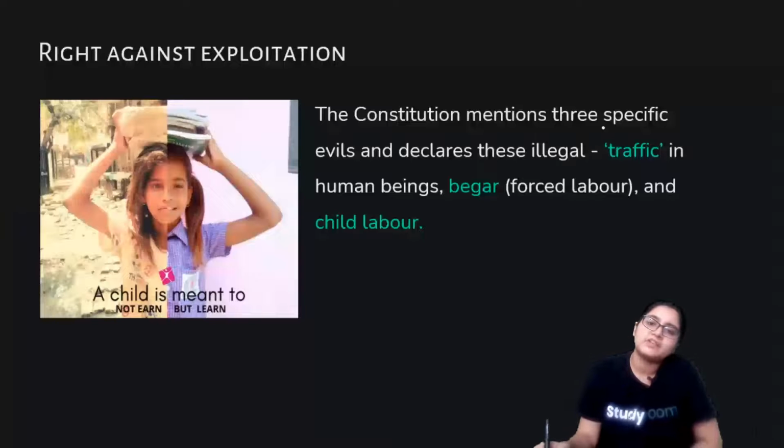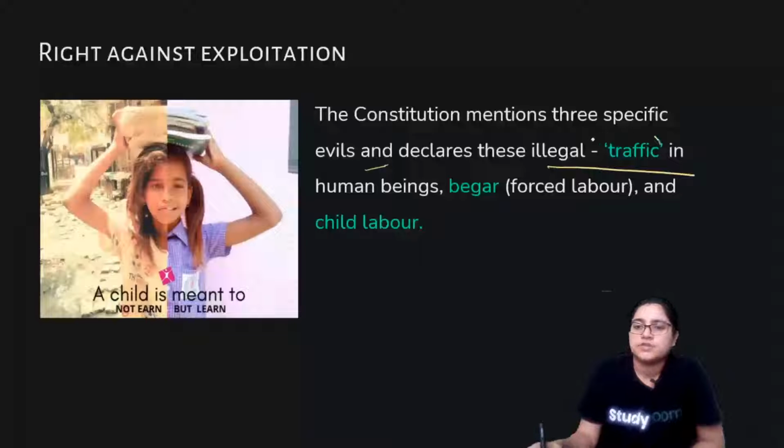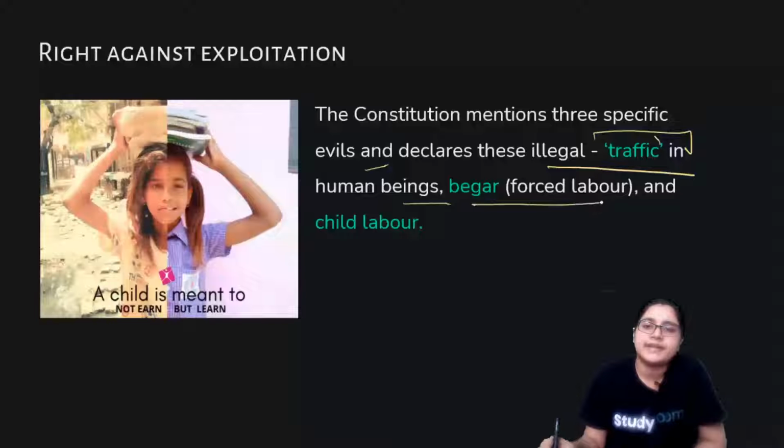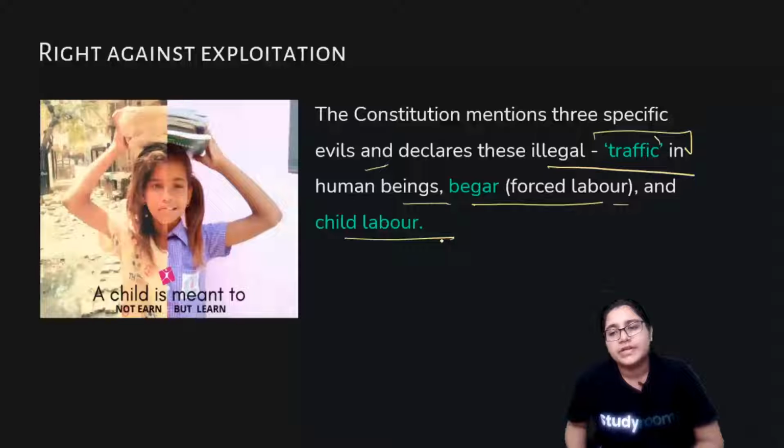Now we have right against exploitation. The constitution mentions 3 specific evils and declares these illegal. Traffic here means selling and buying of human beings, usually women, for immoral purposes. Alright. The second thing is begar, that is forced labor, and the third thing is child labor. Once a right to liberty and equality is granted, it follows that every citizen has a right not to be exploited. Yet the constitution makers thought it was necessary to write down certain clear provisions to prevent exploitation of the weaker sections of society.